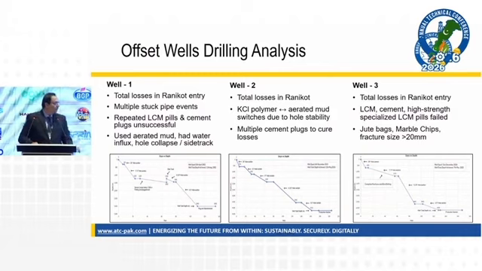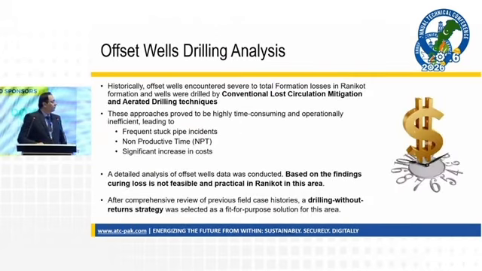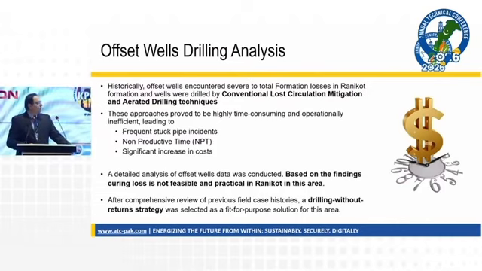In these three graphs we can see well number 1, well number 2, well number 3. In all three wells, we spent more than 60 days casing and drilling Ranikot. So this offset well analysis reveals that conventional loss circulation mitigation and aerated drilling techniques were unsuccessful in this area, leading to frequent pipe stucks, NPT, and a significant increase in project cost.